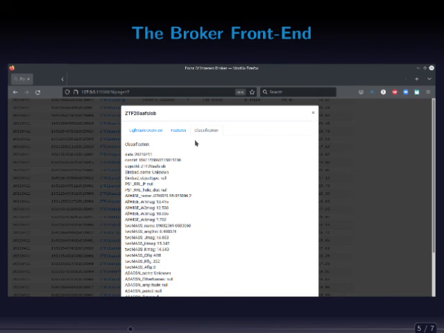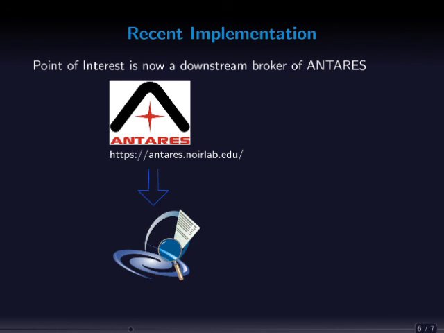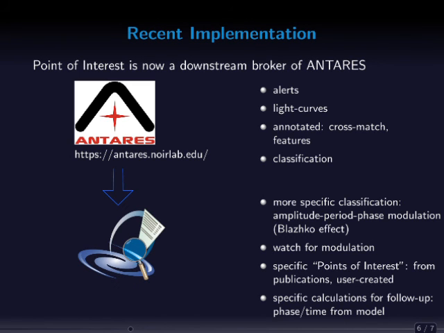Recently, the Point of Interest Broker became a downstream broker from Antares, which will enable it to make use of classification and data cleaning provided by Antares, whereas Point of Interest adds specific classification functionality.